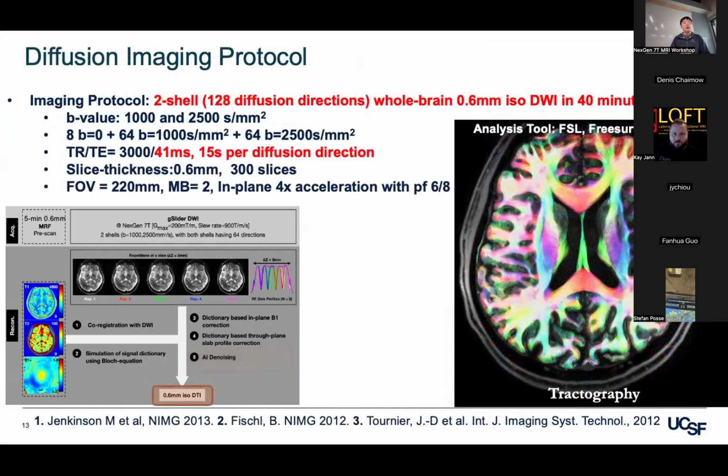Here is our diffusion imaging protocol on NexGen 7T. We can generate two-shell, 128 diffusion direction, whole brain 0.6 millimeter isotropic DWI in 40 minutes. With the impulse gradient, we can achieve a TE of 41 milliseconds, which is much reduced from the standard 7T. And we only need about 15 seconds to acquire one diffusion direction.